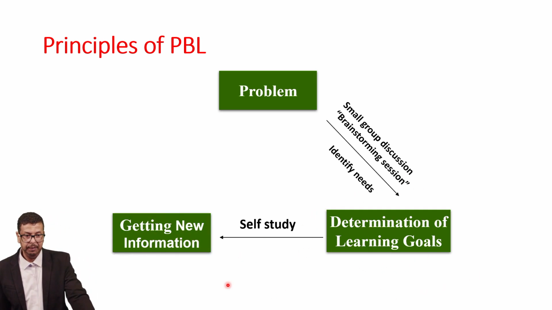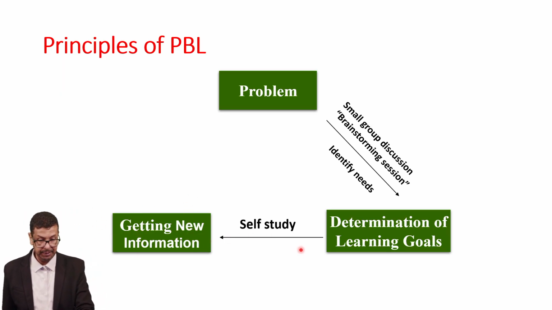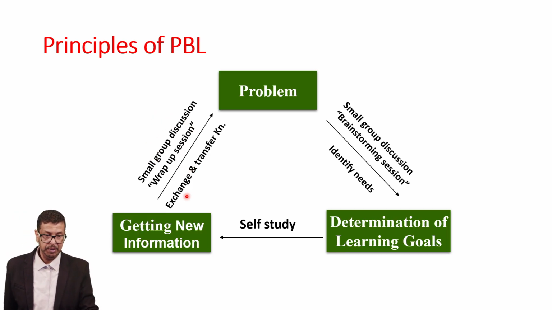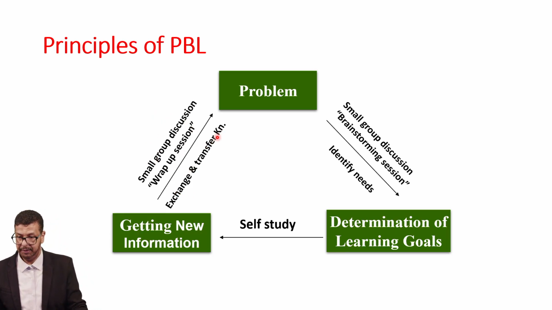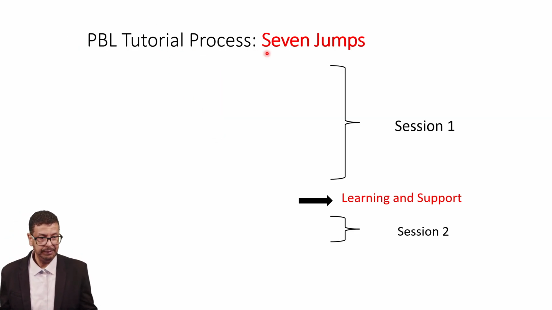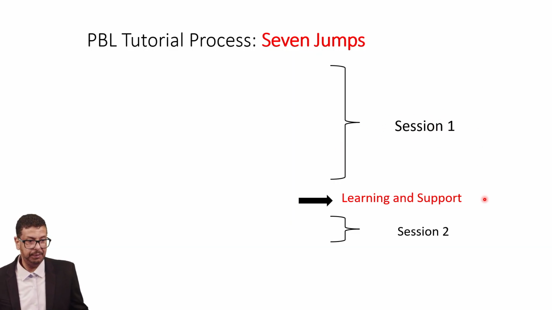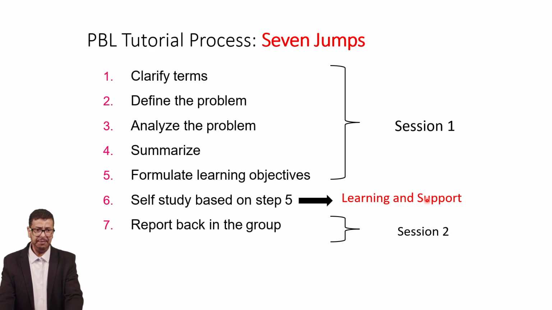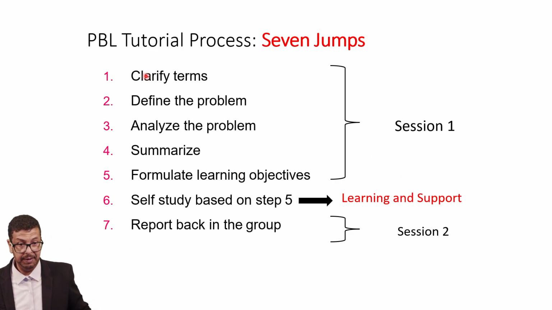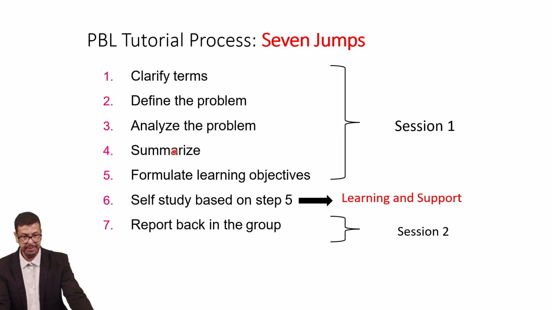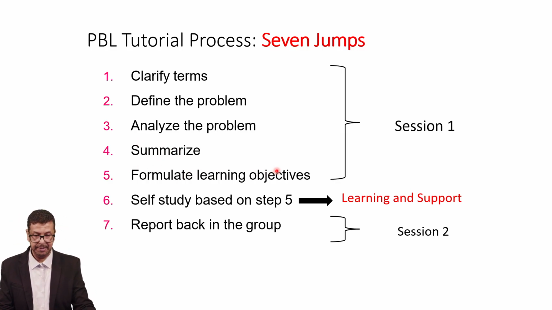Then students will get new information at the end of this session, and the second session will be considered a wrap-up session in which students exchange and transfer the knowledge. So this is organized in two sessions, the first at the beginning of the week and the second at the end of the week, and there is learning support in between. There are 5 steps in the first session, also called 5 jumps. You start when you receive the problem, you clarify the terms, you define the problems, and then you analyze the problems, you summarize, doing an initial concept map, and then you formulate the learning needs. This is in session 1.